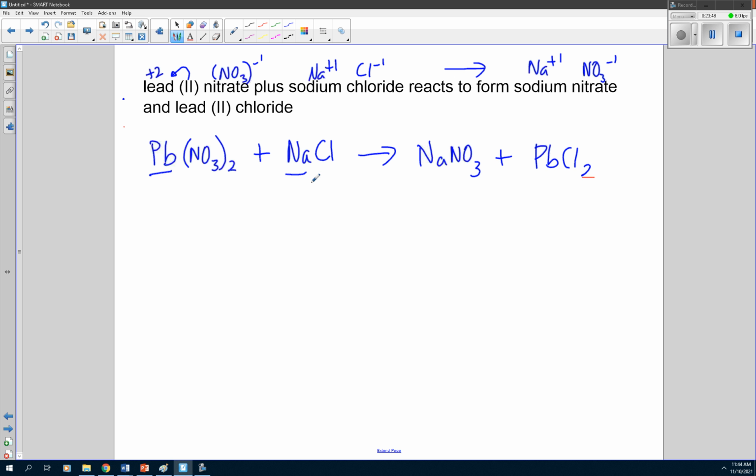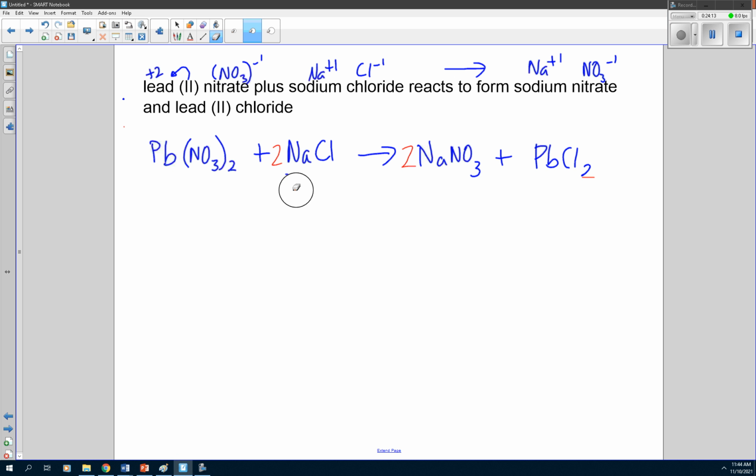So to get 2 chlorines on the ingredient side, I have to put a coefficient 2 in front of the sodium chloride. When I put the coefficient 2 in front of sodium chloride, it gives me 2 sodiums. I only have 1 sodium on the product side, so I need a coefficient 2 in front of here as well. That fixes the sodiums and the chlorines, and I have 2 nitrates on each side. So the equation is balanced.